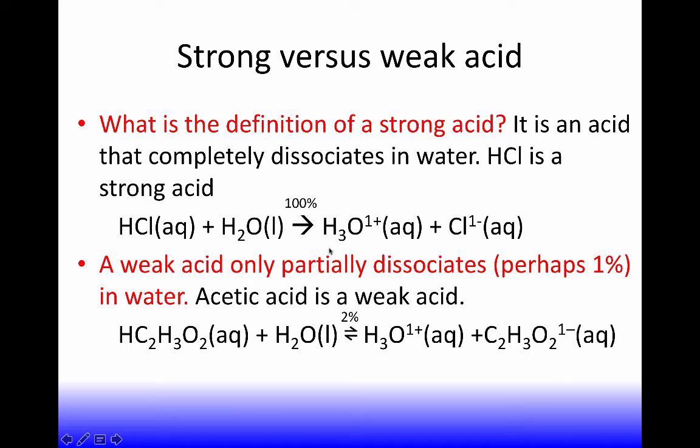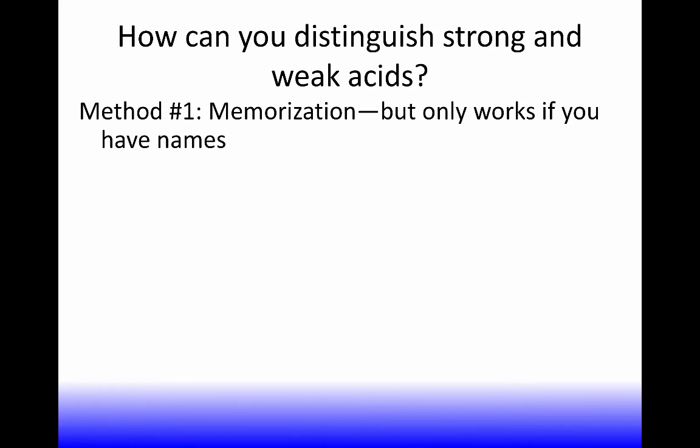Now, here's the thing. There's tons, thousands of weak acids. There's only 7 strong acids. So what you need to do is memorize the strong acids, because if you're asked what's strong and what's weak, you need to be able to figure it out. And it's much harder to memorize thousands than it is to remember 7. If you remember the 7, then you know everything else that's an acid is weak. Just remember the 7 strong. So that's by far the easiest way.